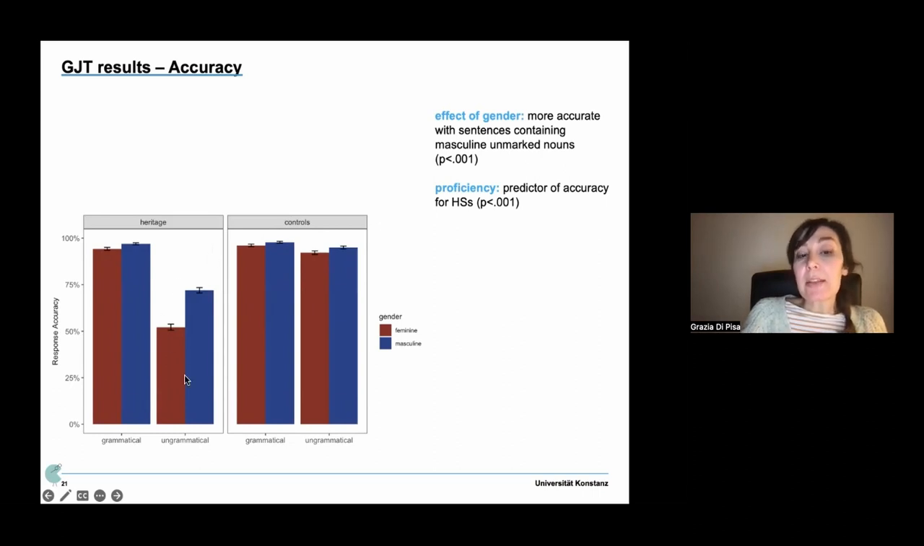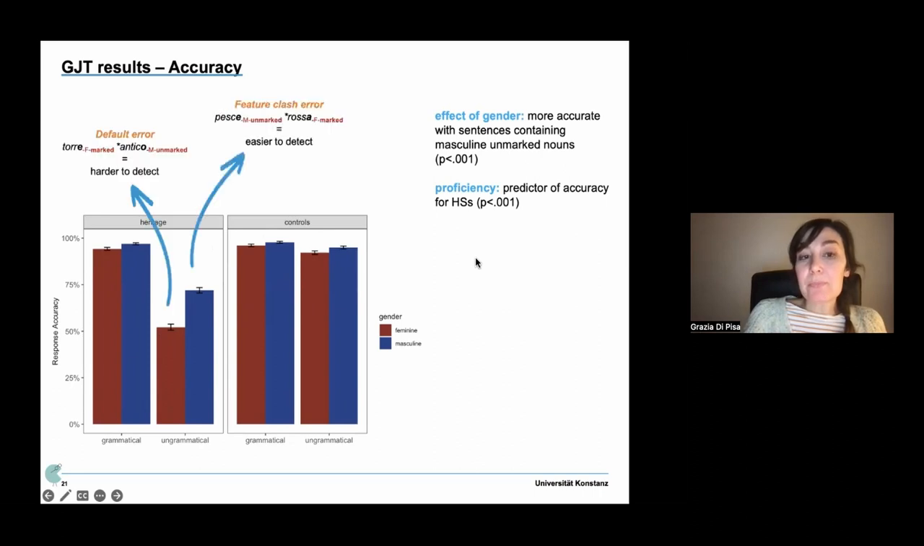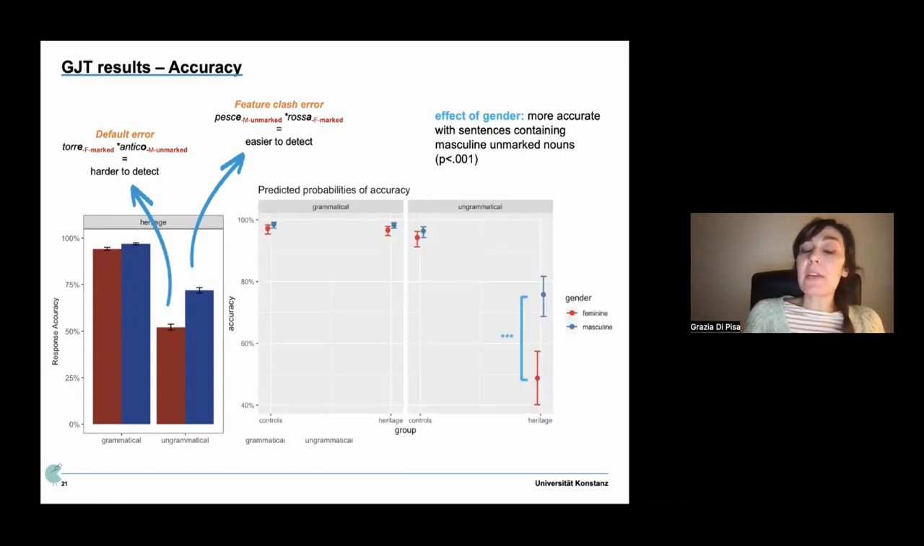What is interesting is the ungrammatical ones, because there we see that for the default error, which I said was the one harder to detect, they're at almost chance, they're not really processing it. And instead for the feature clash error, which was easier to detect because it is much more disruptive, they're much more sensitive to this. And we ran some analysis and this difference resulted to be significant for the heritage speakers.